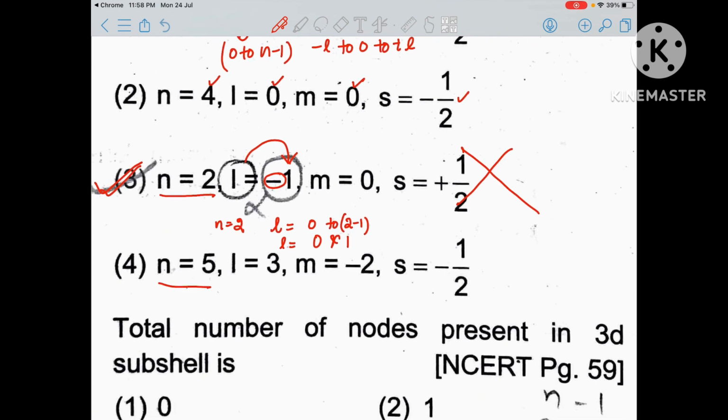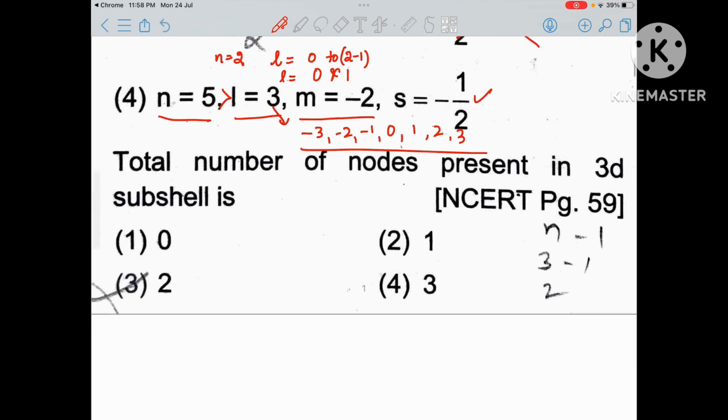n is 5, l is 3, possible, and next m is minus 2, possible. The values for this are minus 3, minus 2, minus 1, 0, 1, 2 and 3. These are all possible values of m. s is again possible. So the answer is the third option.